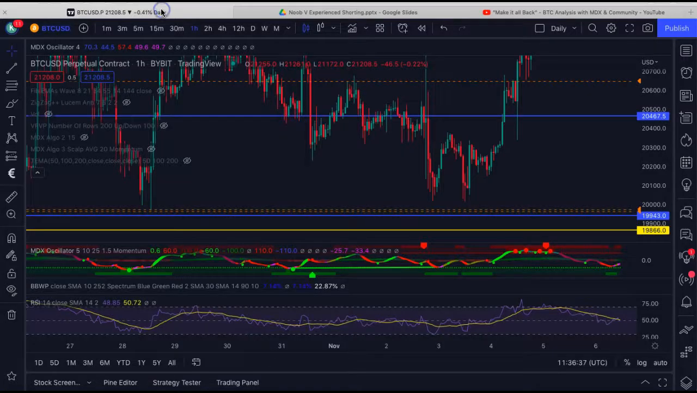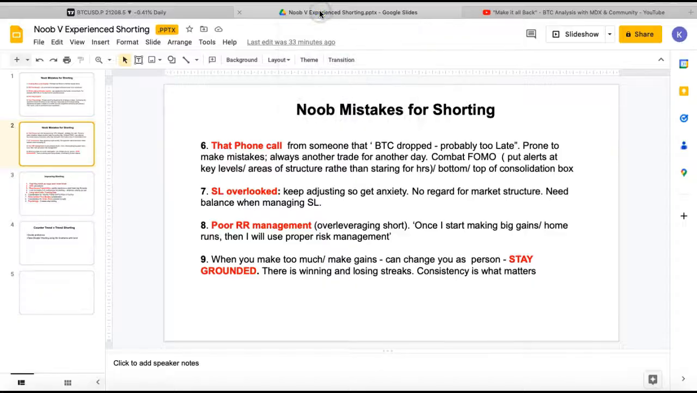I'm sure you guys have all heard about this. You get that phone call from your friend and they're saying, hey, did you notice that Bitcoin has dropped? We should probably short now. And when you get that phone call, very often it's too late to short because the move has already happened. You don't want to short a falling knife that has already happened, right? And it's just all about taking a step back and always remembering that there's always a trade for another day. I know it can be difficult combating that FOMO, especially in your initial years of trading, but it's just having that realization, and there are ways to combat it. For example, putting alerts at key levels on TradingView.